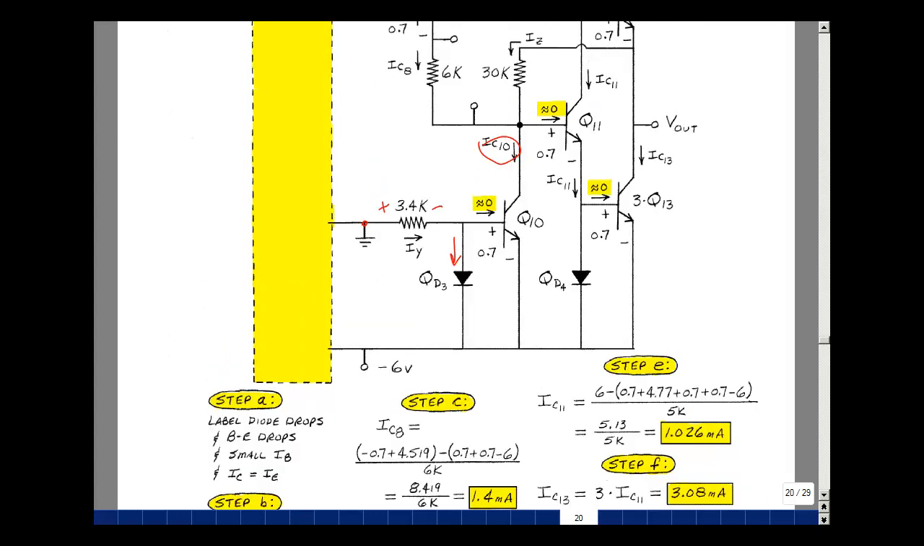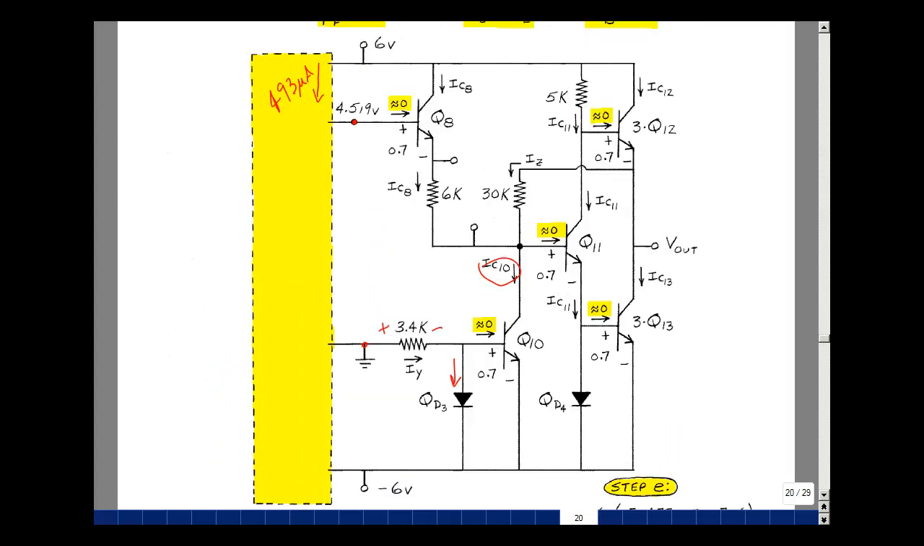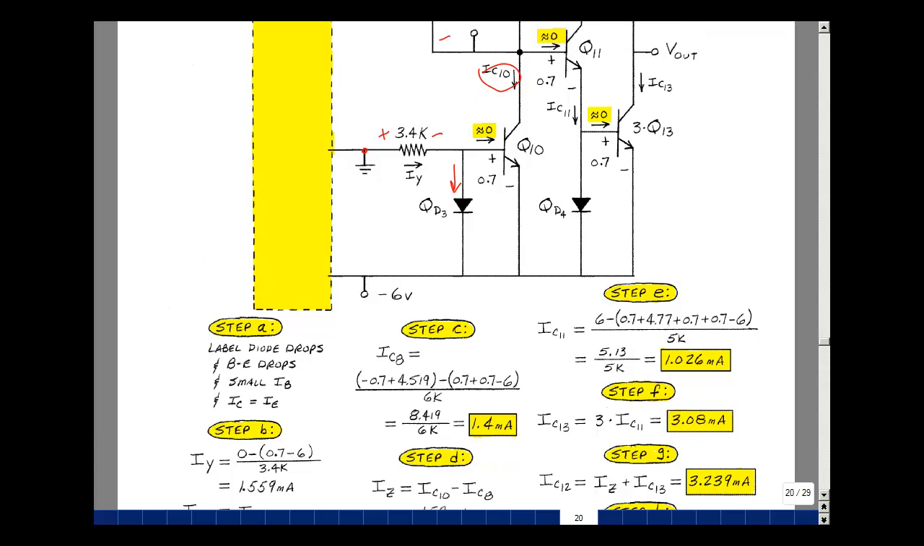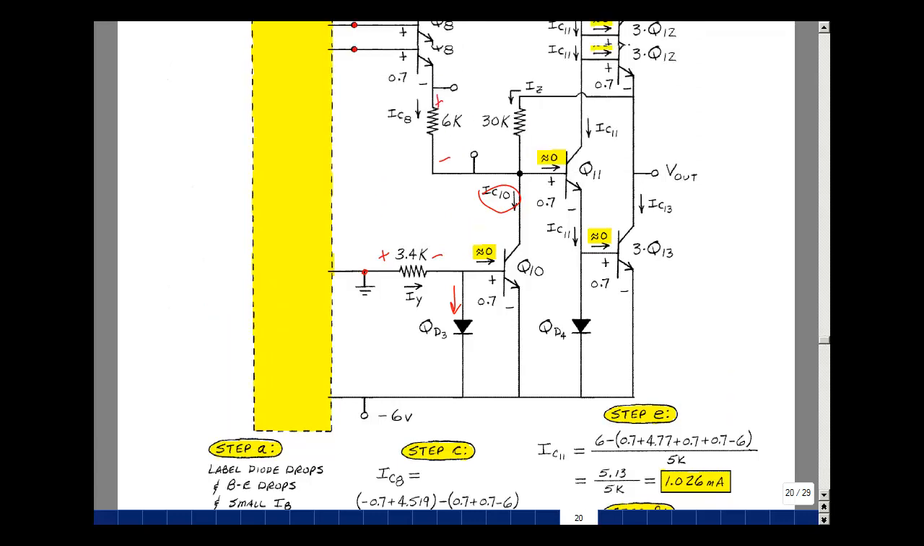Let's go after the collector current of transistor 8, and that's going to be the voltage across this resistor divided by 6K. This node voltage here is minus 0.7 plus the 4.519 we found in our last video. And then minus this node voltage here, which is going to be 0.7 plus 0.7 and then minus 6. The quantity 0.7, 0.7 minus 6 is subtracted from this node voltage here, and that's just right below. Then dividing that by 6K, we get 1.4 milliamps. We got that current, transistor 8.